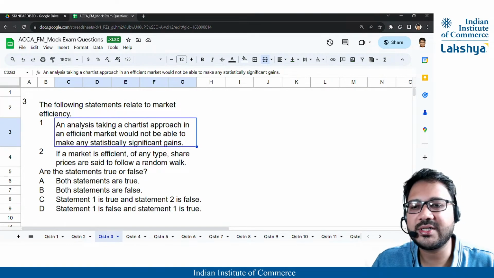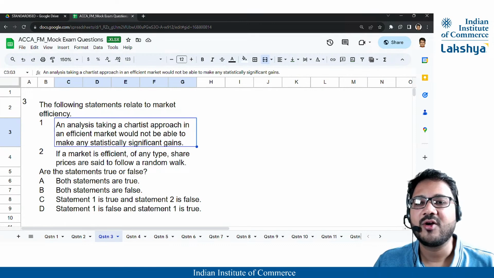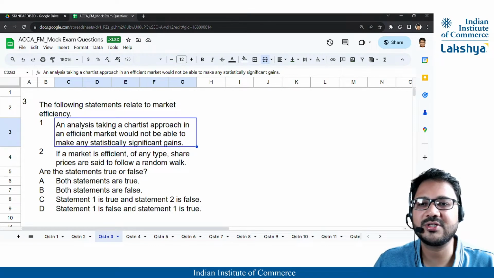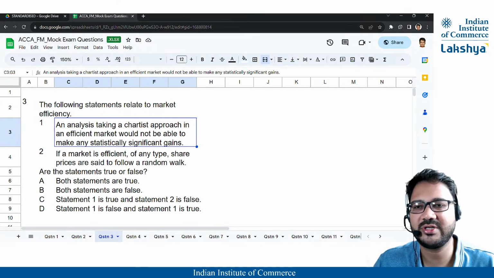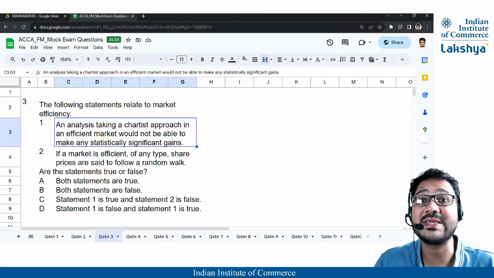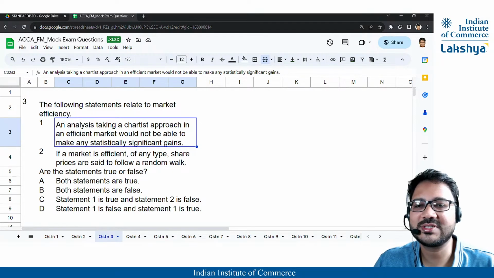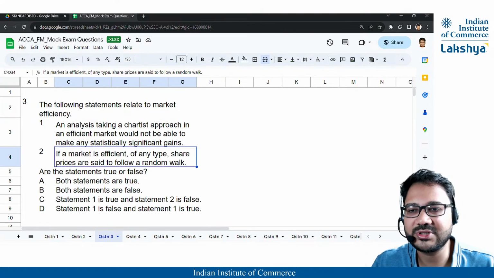Now, a chartist, or anyone in fact, in an efficient market cannot make any significant gains, because we say that in an efficient market all the information is already factored in. In fact, it is said that technical analysis or chartism works when the market efficiencies are weak. Okay, so this is exact opposite. So basically, we won't be able to make any gains. So that's a true statement.